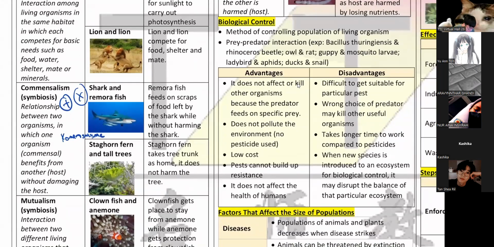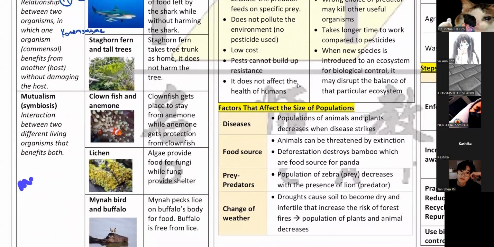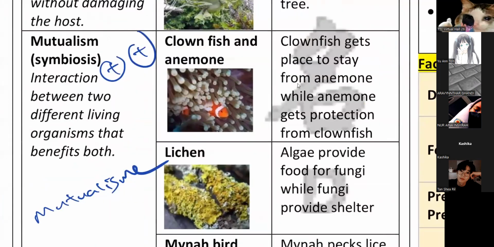Anyway, next you have your mutualism. This is called mutualisma. This is when both sides get advantage. You help me, I help you. This is a very happy relationship. For example, you have your clownfish and anemone. Like I said, please don't say ikan Nemo. Nemo is a cartoon. So this clownfish will help clean the sea anemone, because the sea anemone will have dirt inside. Then the sea anemone will protect the clownfish. So they help each other.